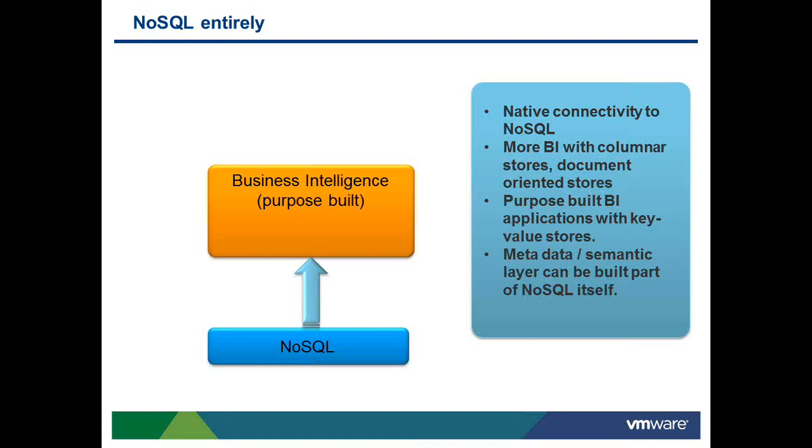For connectivity, since there are no standard connectors to NoSQL, we will have to go with native connectivity, and also based on the type of NoSQL. For example, if it is a columnar storage, we might be able to do more flexible BI, and if it is a key-value store, obviously we will be limited to a specific domain. Also, the metadata and semantic layer can be part of NoSQL itself, since we are using NoSQL.